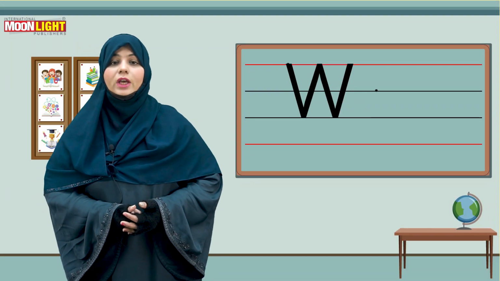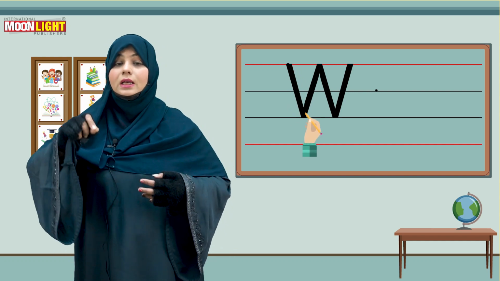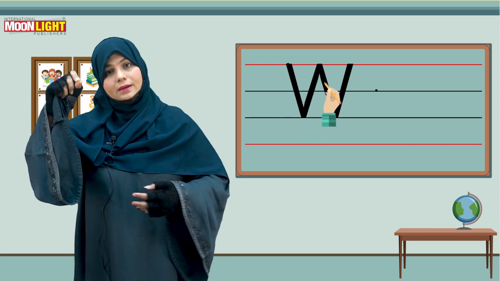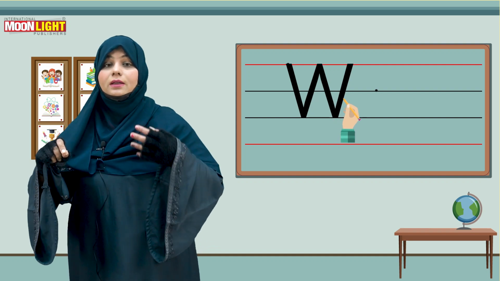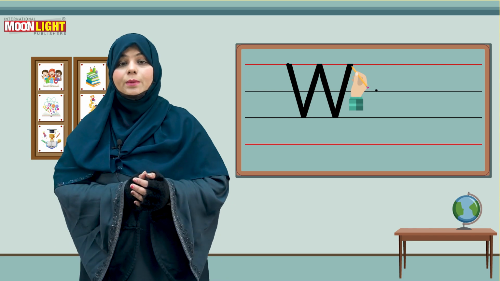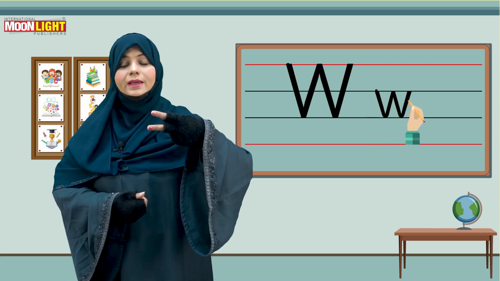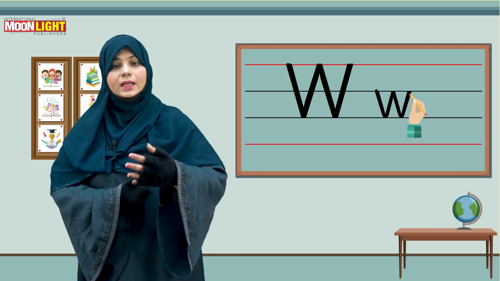Yes, this is W. We have to write W in upper three lines. Make a slanting line in upper three lines and another slanting line, then another slanting line and then another slanting line in upper three lines. It will become capital letter W. We have to follow this procedure in center two lines. It will become our small letter W.